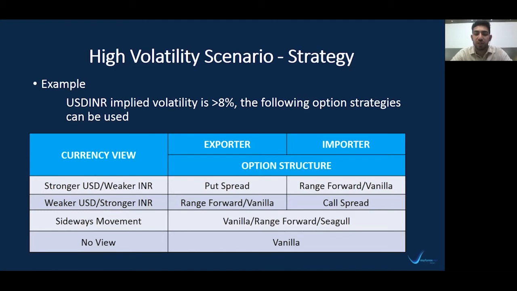An exporter can also go for a vanilla option by simply buying a put option. So let's say the spot is 74, I can go for a put option of 74.50.